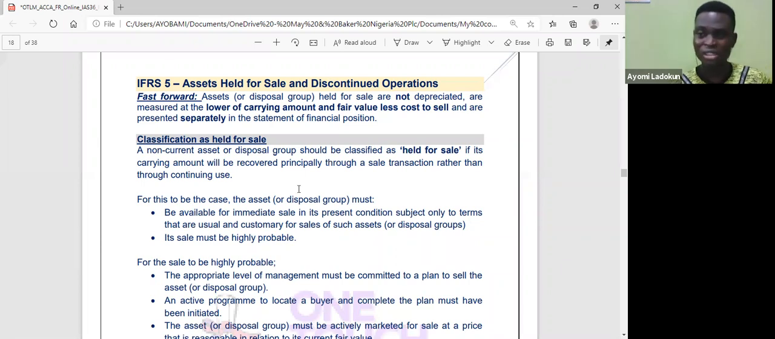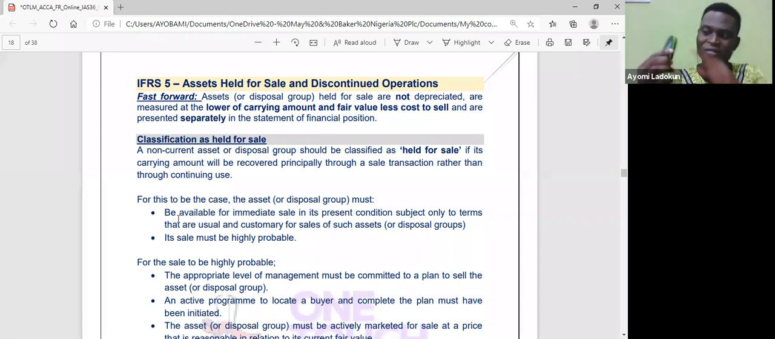Okay. Now, the first condition says the asset must be available for immediate sale in its present condition. What does that mean? You have to listen to me here. This standard is very common among examiners, whether ACCA or ICAN, it doesn't matter. Almost every diet you see them asking this question. So let's say this is my asset. I want to classify this asset as held for sale. The condition is saying this asset must be available for immediate sale in its present condition. The way it is, I should be able to sell it.